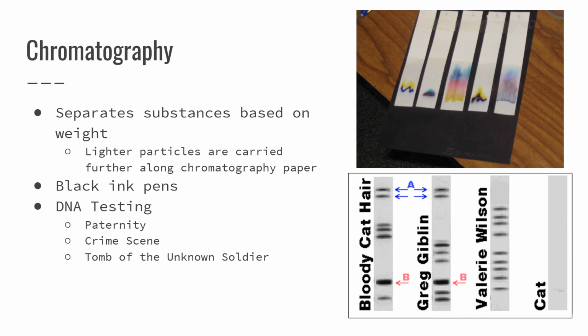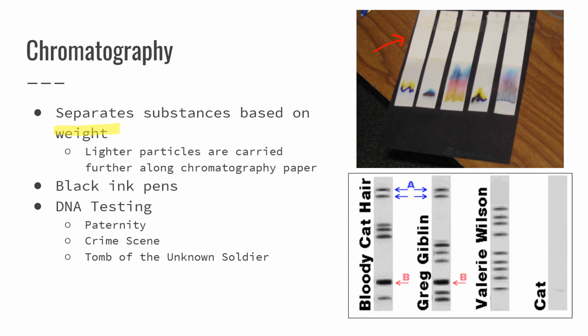Next up, we have chromatography. So chromatography is used when we're trying to separate substances based on their weight. Lighter particles are going to be carried further along the chromatography paper than heavier particles. Chromatography paper, which is pictured up here in this top image, is super absorbent. So when we put water on it, the water is going to move along the chromatography paper by itself.